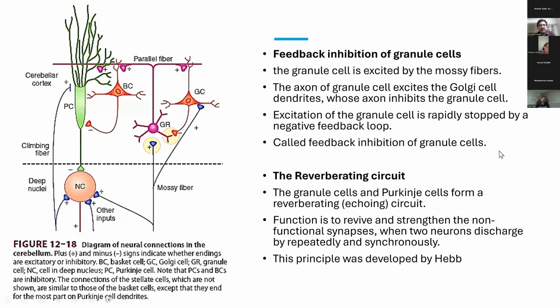Now, similarly, the feedback inhibition of the granule cell. The granule cell is excited by the mossy fibers, and the granule cell axon excites the Golgi cell dendrites, whose axon inhibits the granule cell. So this circuit keeps on going and going. One excitatory signal is exciting a single cell, and that single cell in return is giving an inhibitory signal. In this manner, the intrinsic pathway is responsible for maintaining the equilibrium in the body.